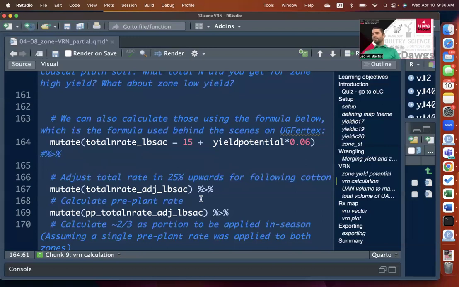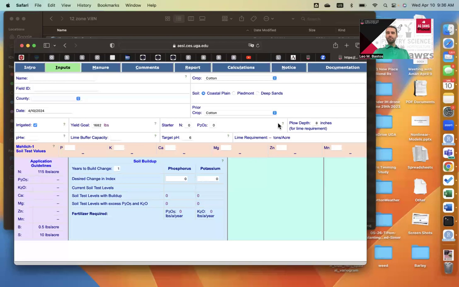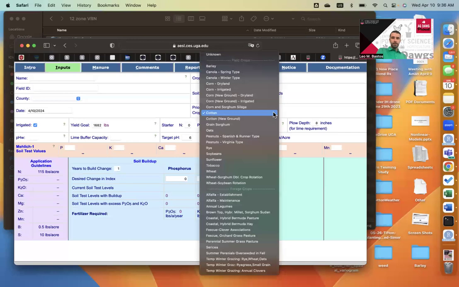So one of them, if you remember, is that we should adjust our total rate 25% upwards if it's cotton following cotton. If you were to go back to UG Vertex, even though it has this prior crop option here, I don't think it is adjusting higher. Perhaps it's just decreasing if you add a previous crop.